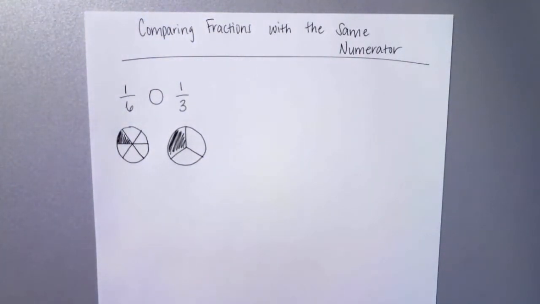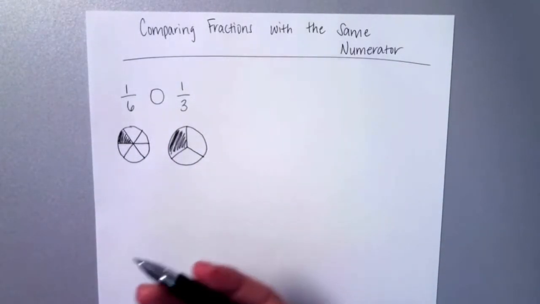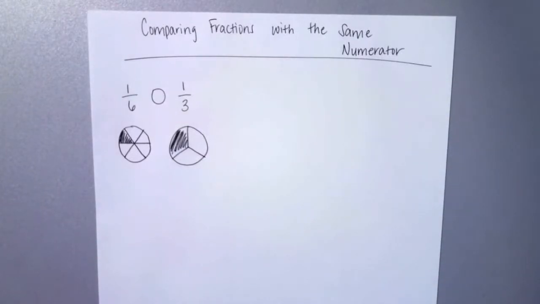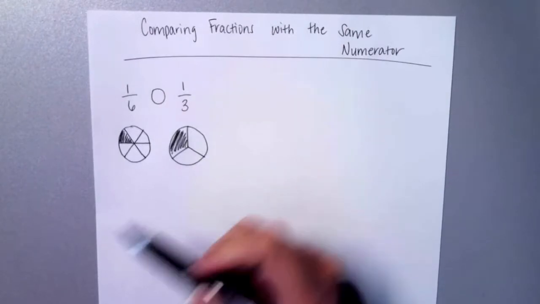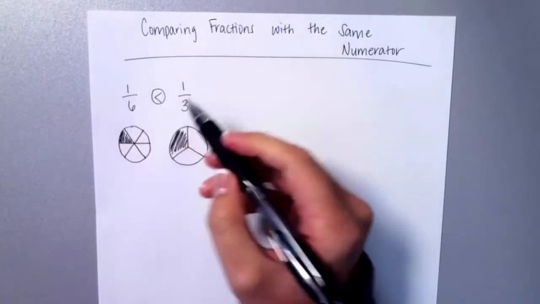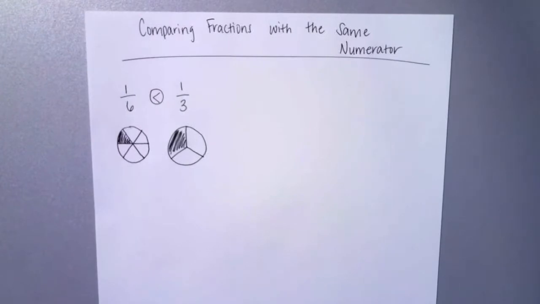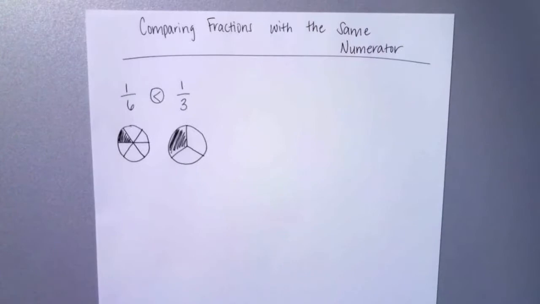Now looking at the pieces that are shaded, so this 1/6 and this 1/3, can you tell which one is bigger? So our bigger piece is going to be this 1/3, so 1/6 is going to be less than 1/3. Okay? And something very important to note is that the bigger your denominator, the smaller your pieces of your whole are going to be.